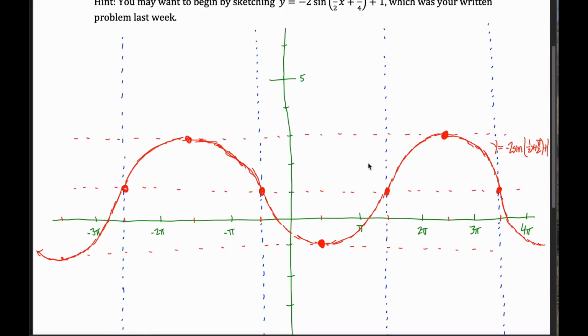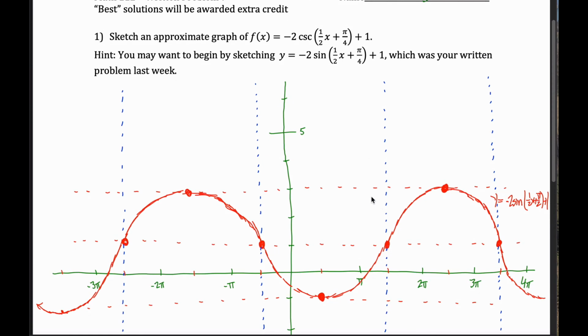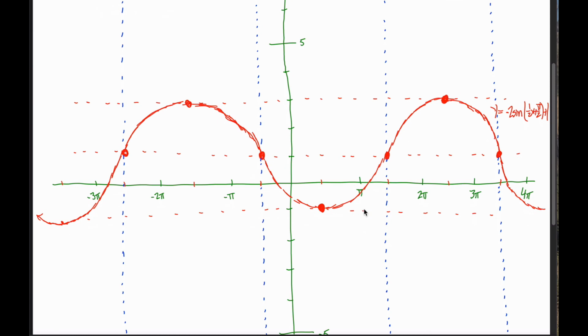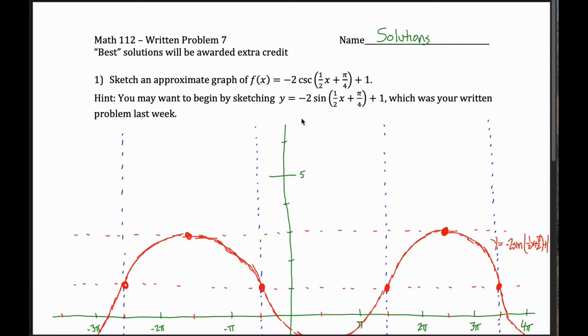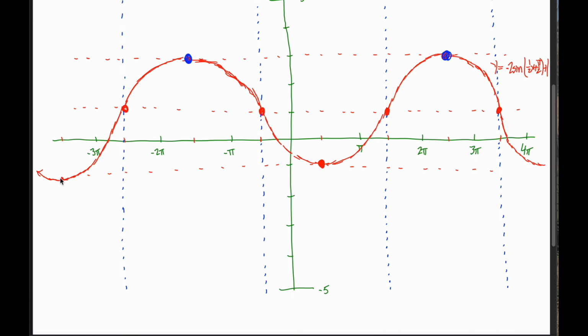The next thing to recognize is because the reciprocal of 1 is 1 and the reciprocal of -1 is -1, the points that act as maxima on this transformed sine graph are going to be minima on the cosecant graph, and the points that act as minima on my transformed sine graph will be local maxima for my cosecant graph. What I'm saying is I'm going to have a point right here and here on my graph of cosecant, as well as points here, here, and over here.